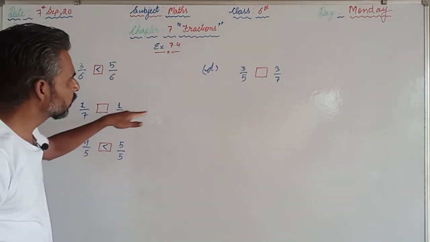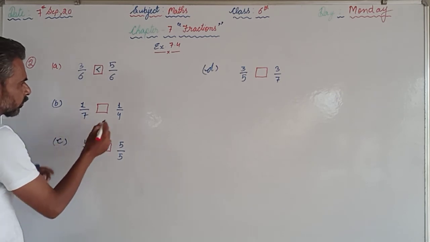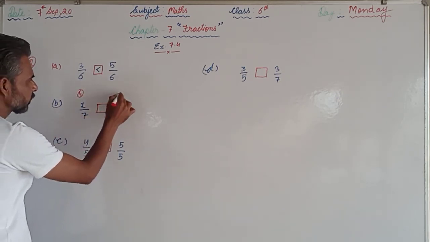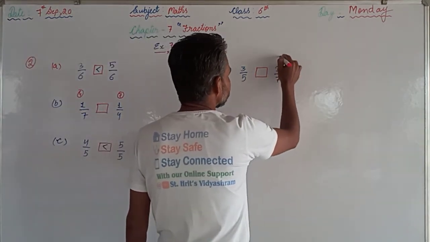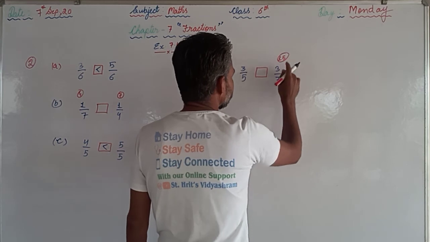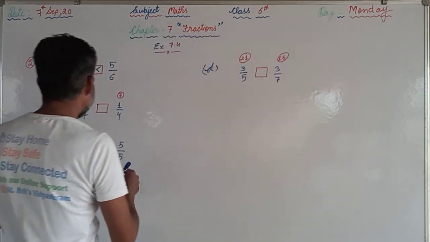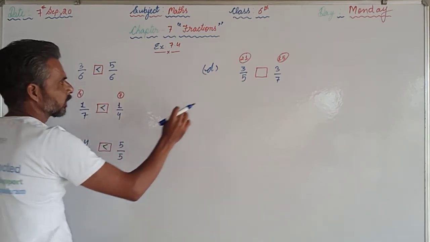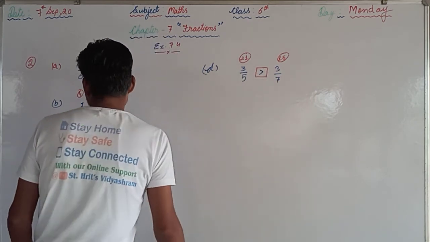Now these are not like fractions, so what we have to do is cross multiply. 4 times 1 is 4, 7 times 1 is 7. Similarly here, 5 times 3 is 15 and 7 times 3 is 21. So now 7 is greater than 4, so it will be like that. Here 21 is greater than 15, it will be like that.